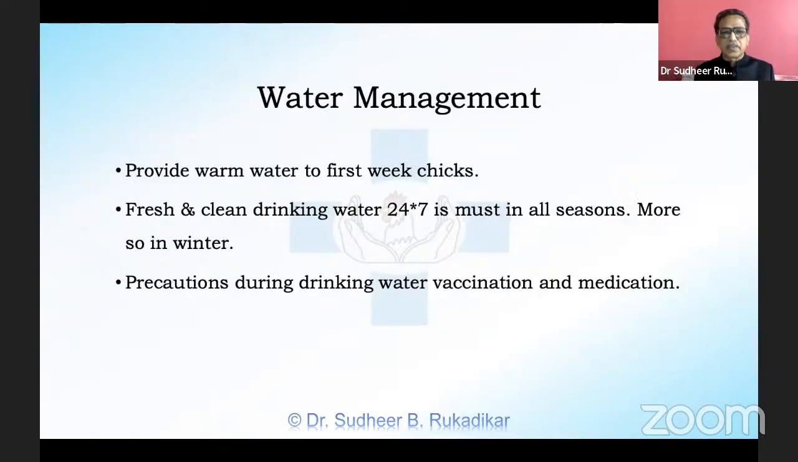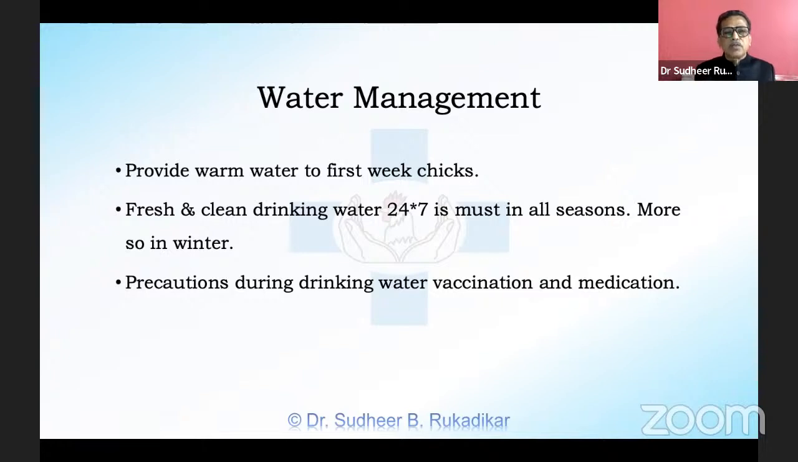When we think of water management, provide warm water to the first week chicks, because as the temperatures are very low, the water will be very chilled. Even we, if we drink very cold water in winter, we will not take a second sip. We stop with one sip. So same thing will be chicks. They will just dip their beak and remove it if it is very cold. So we have to give warm water. Now we need not heat the entire 200 liter, 400 liters water. We can have some boiling water, maybe 5-10 liters, and add to that 200 liter tank or 100 liter tank. That will increase the temperature of water, and chicks can have warm water.